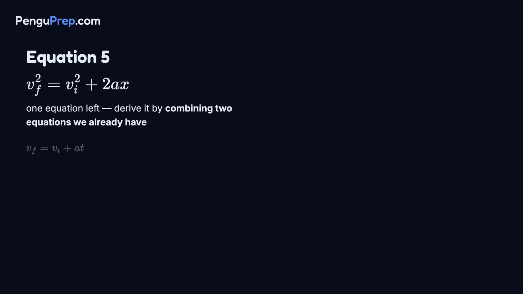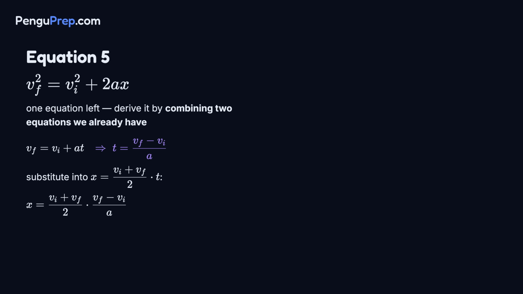From the first equation, vf equals vi plus at. Solving for time gets us t equals (vf minus vi) over a. Then we substitute this expression for time into the average velocity equation, which gets us x equals (vi plus vf) divided by 2 times (vf minus vi) divided by a.